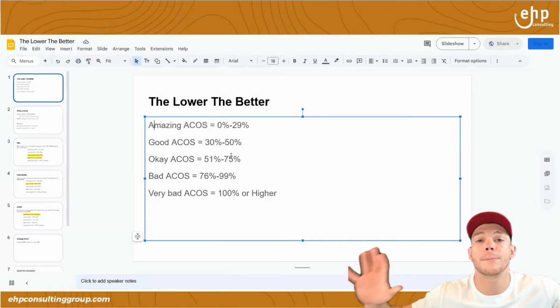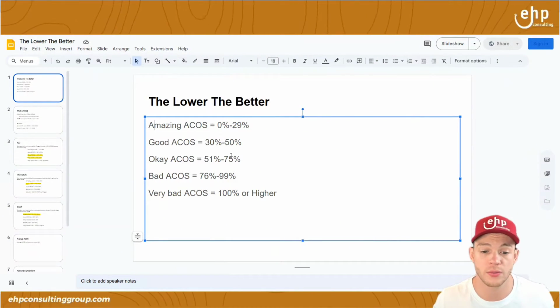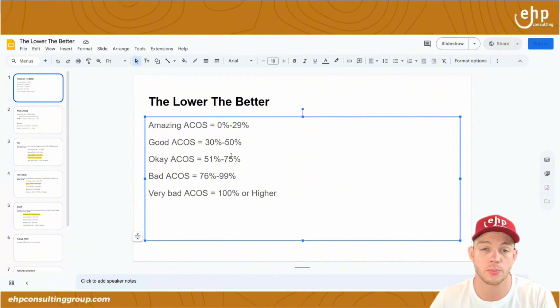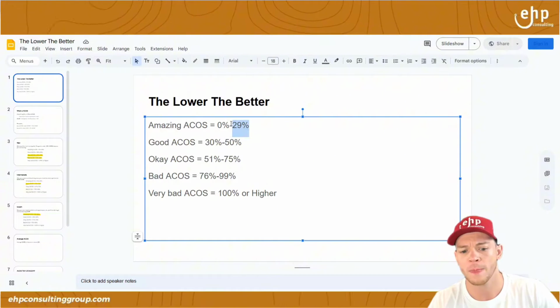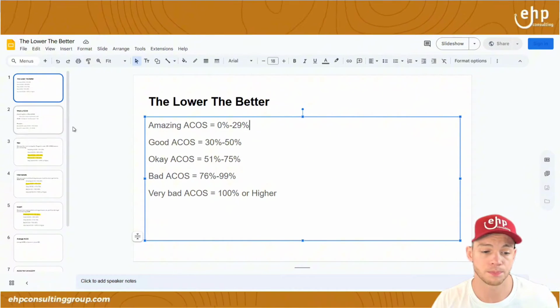But this is just a basis, right? Everybody's product's different. Every category is different. So this is just a base. If you're just in front of somebody, this is a good base, right? Some people might say 29% is too high or something. But again, it's a base.